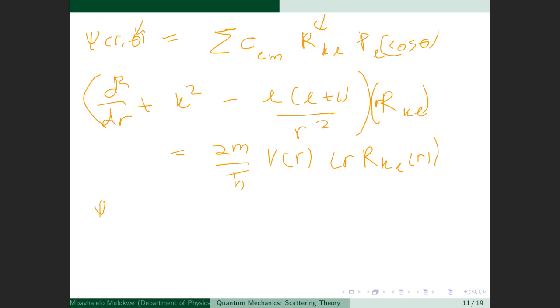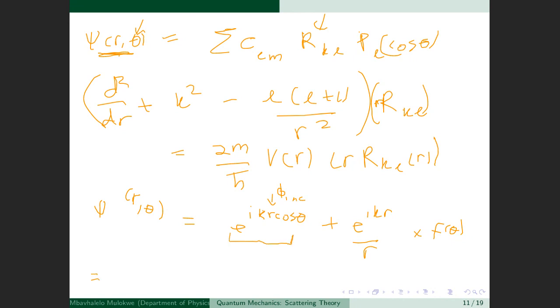But on Tuesday, I also showed that whatever solution that you get is going to be a superposition of the incident wave function, which will be just e^(ikr cos theta). This is just the incident wave function plus the scattered one, which will be e^(ikr) over r multiplied by f of theta. And we've just derived an identity for that.